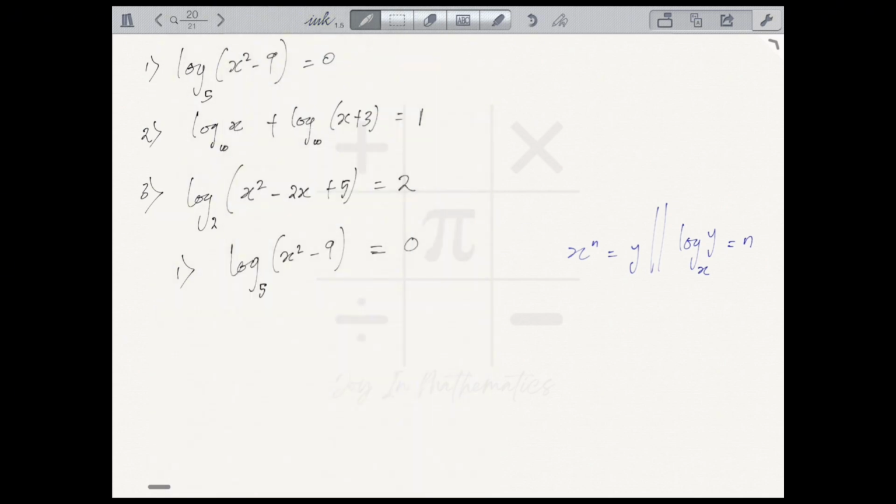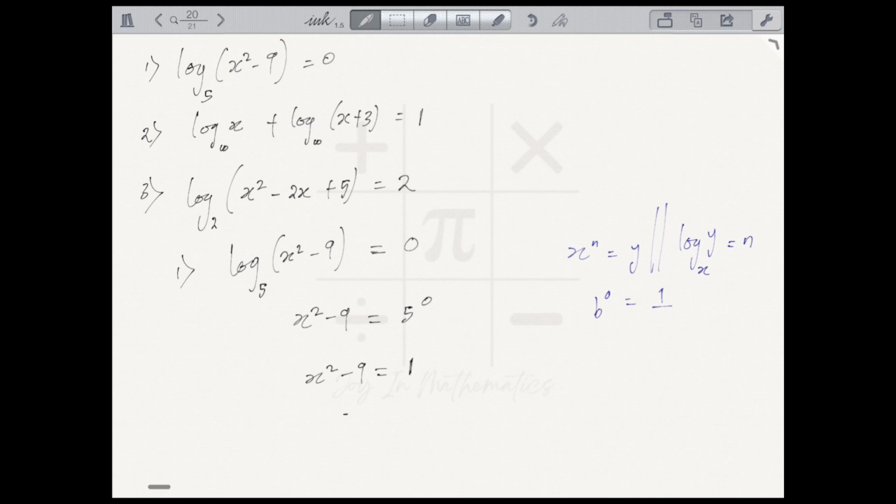So if you convert this now, we have x squared minus 9, like we have been doing, will be equal to 5 raised to the power of 0. Now anything raised to the power of 0, as we have seen in indices, if you have not watched the video, please kindly go back and watch the video. As we've seen in indices, anything raised to the power of 0, that is b raised to the power of 0, is 1. Therefore we can say that x squared minus 9 is equal to 1.